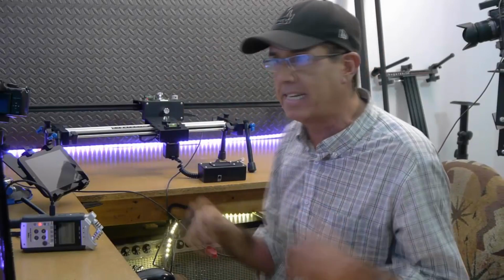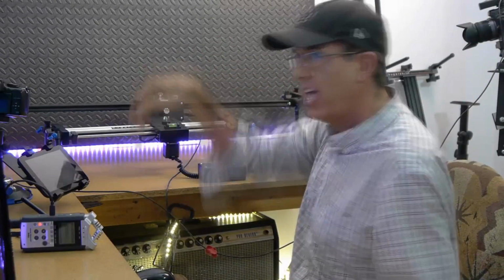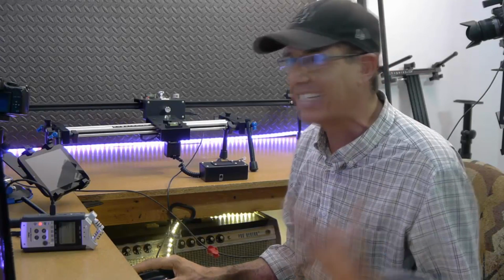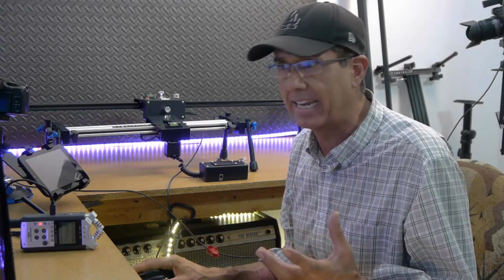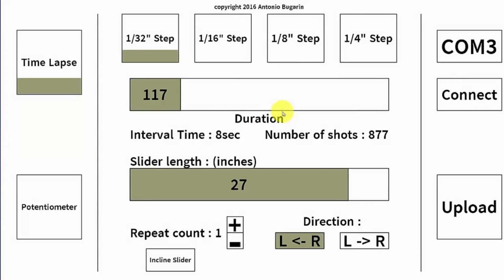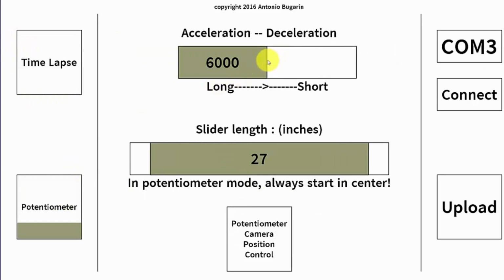Now, anytime you disconnect your control box, you have to go ahead and close your graphical user interface because it doesn't know it has been disconnected, so you have to start it back up. So we're going to go ahead and start it back up just like that. And this time what we're going to do over here, we're going to go to the potentiometer. We're going to set the acceleration and deceleration really low so you can see it gradually build up. Now this slider is actually 32 inches of travel. It's a 48 incher, but it has 32 inches of travel. We're going to hit connect, upload.